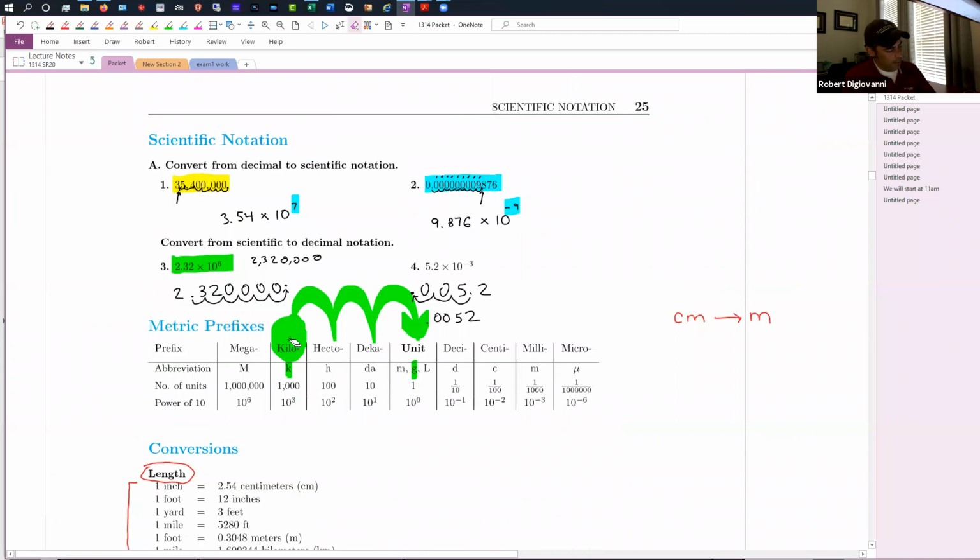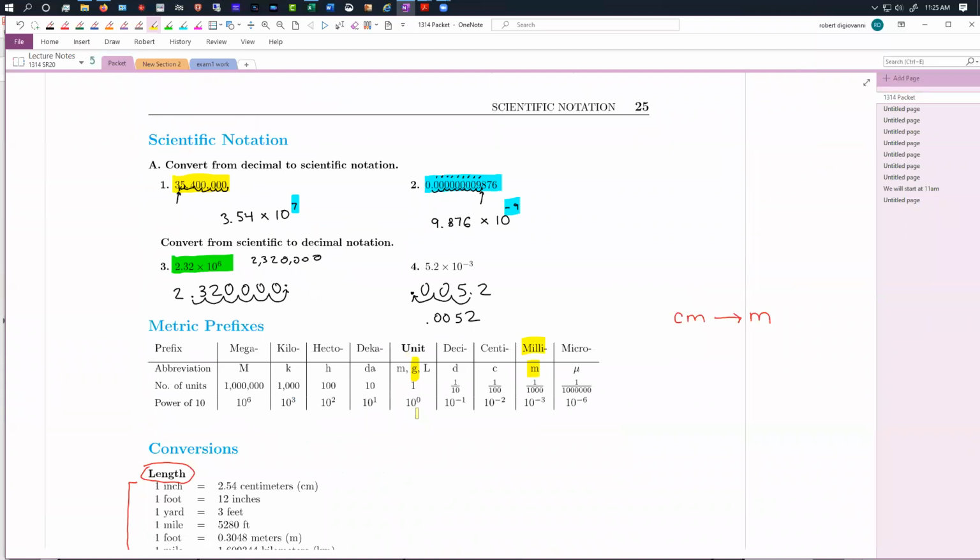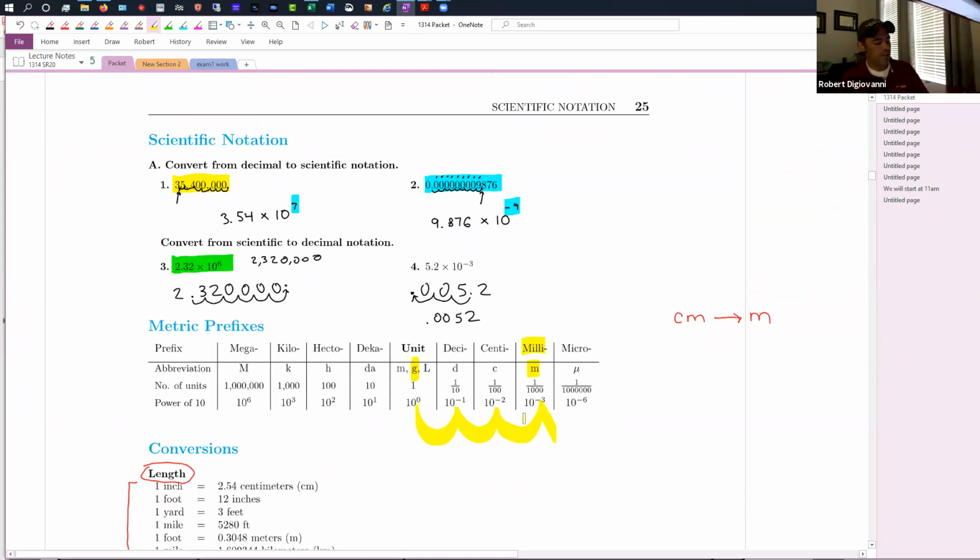So I want to go from grams. Grams is in the middle, it's the basic unit. And I'm going to go from that to mg. Mg would be milligrams. So how would I get from grams to milligrams? How many places would I have to jump, and which direction? 3 places to the right. It's going to be 1, 2, 3 places to the right. So that's what I'm going to do to the decimal point. I'm going to move it 3 places to the right.